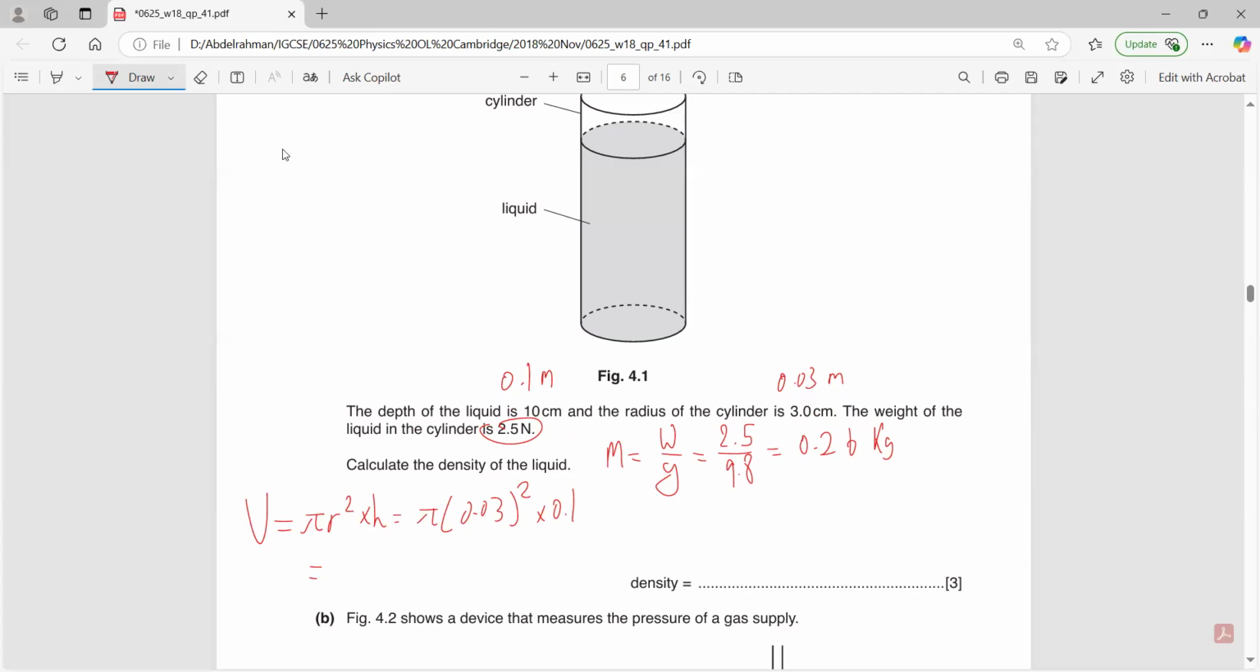2.83 times 10 to the negative 4 meters cubed. Can I find the density? Yes. Mass over volume. 0.26 over 2.83 times 10 to the negative 4, not negative 3. 0.26 divided by this number would be around 920.